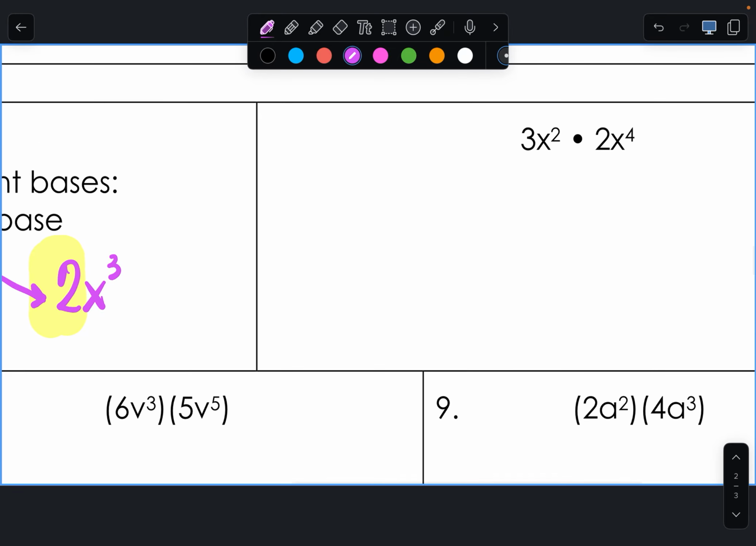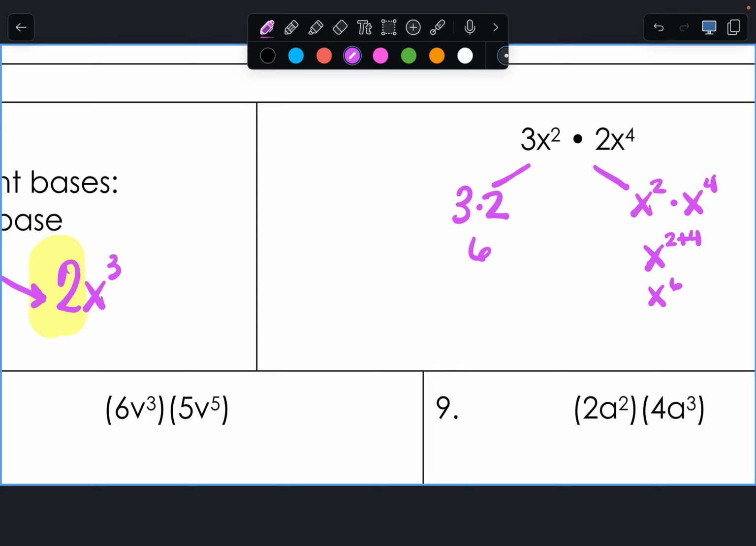Next one. Create a group for your coefficients. What are my 2 coefficients? 2 times 4 is 8. Then create a group for your variables: a squared, a cubed. The a stays the same. What do you do with the 2 and 3? Add them. And 2 plus 3 is 5. So most of the math is done just with the exponents. And I say that very loosely because 2 times 4 is math.